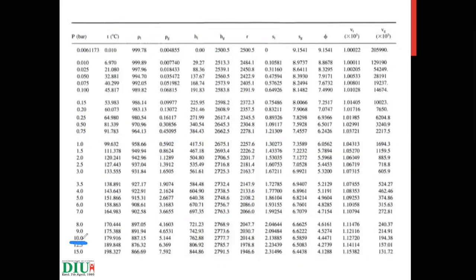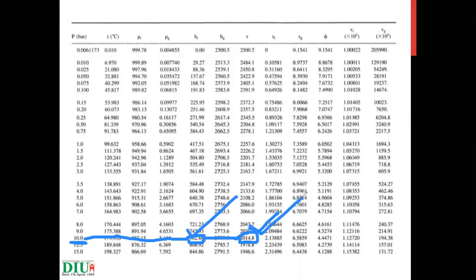Okay, so we will directly go to this 10 bar line, and the first value we'll get is the sensible heat value, 763. Then we go to the 7th column, 2014 or 2015. This is the latent value. So from this steam table we will get the sensible heat and the latent heat.